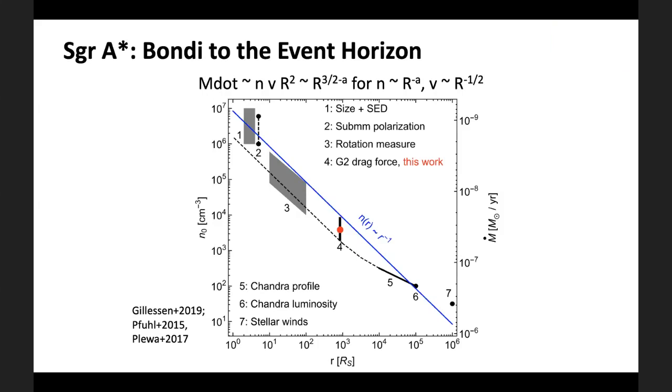Great. One more question from an anonymous attendee. Have the recent multi-wavelength campaigns helped constrain the spin of Sag A Star?